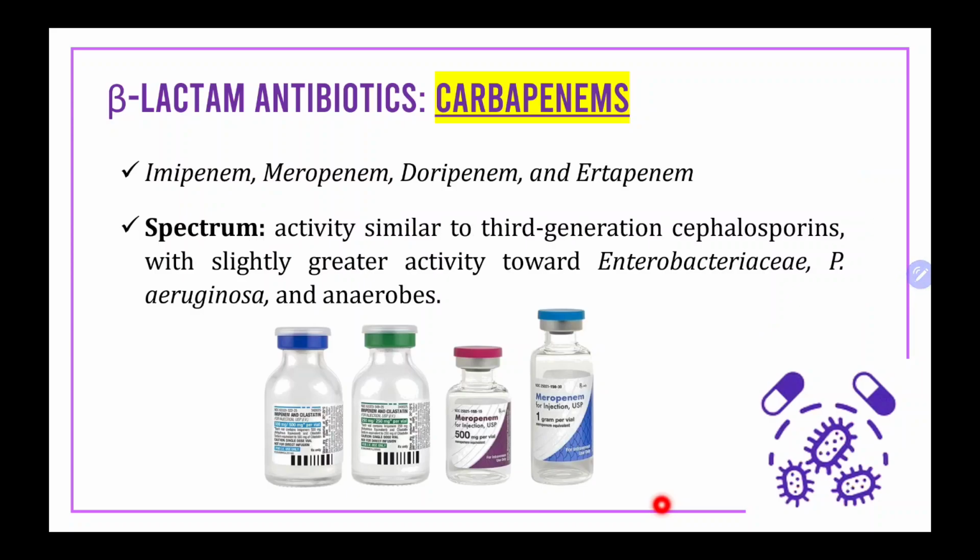Next, we have your carbapenems. Examples of your carbapenems are your imipenem, meropenem, doripenem, and ertapenem. Its spectrum covers the activity similar to your third generation cephalosporins, with slightly greater activity towards your Enterobacteriaceae species and Pseudomonas aeruginosa and other anaerobes.